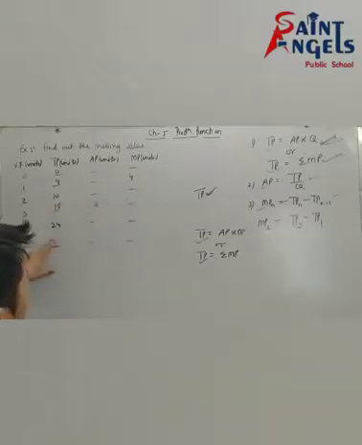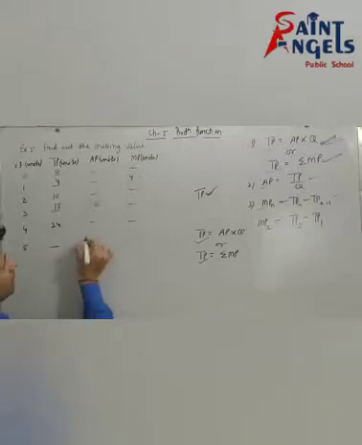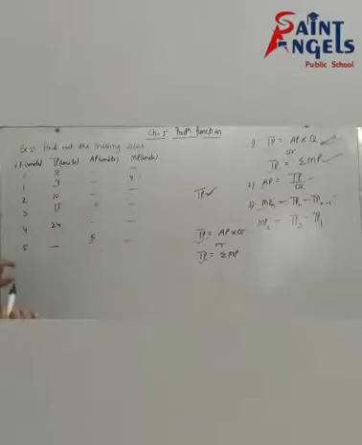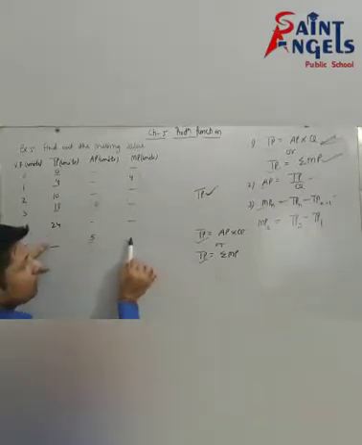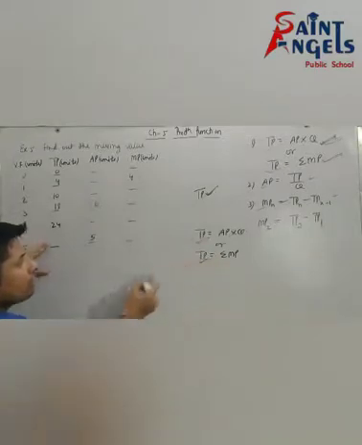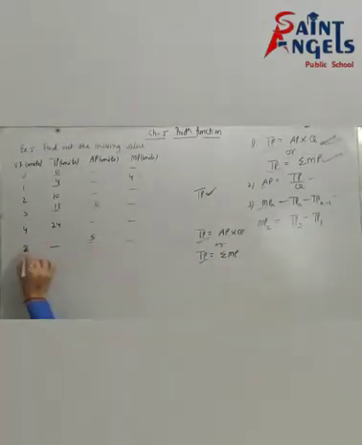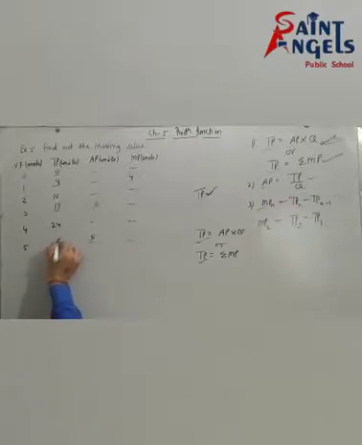To find this, now value of TP means either AP is given or MP is given. Suppose take here 5. See, now value of AP is given, but value of MP is not given, so we will use this formula. See, AP into Q means 25. I hope it is clear.